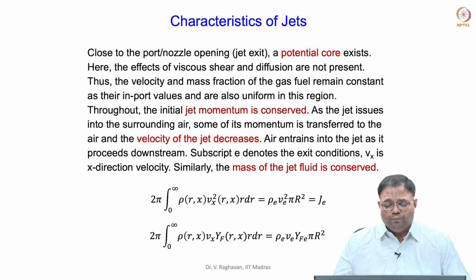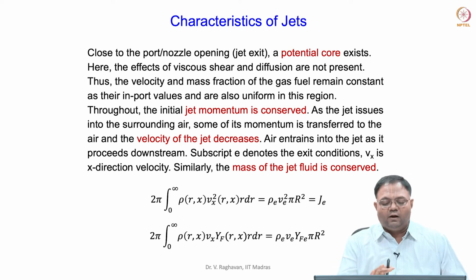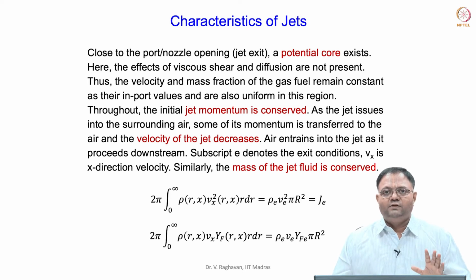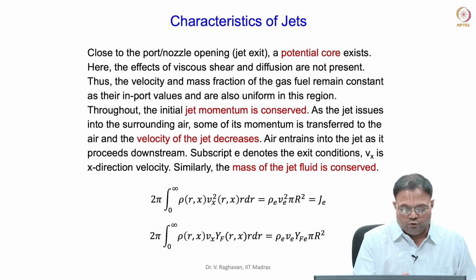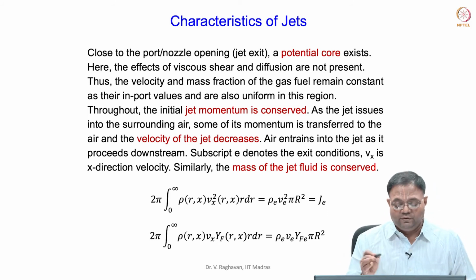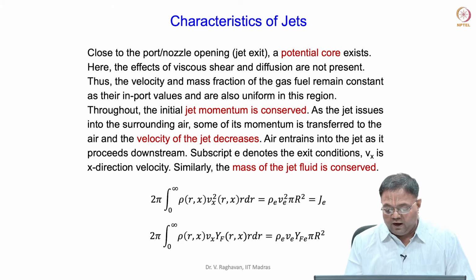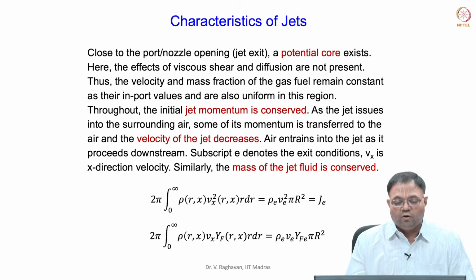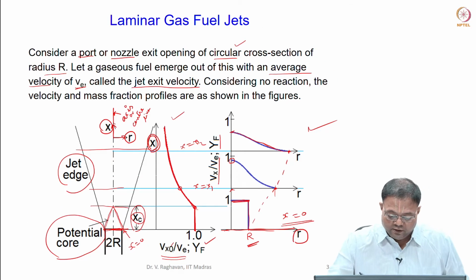Now, this is for a free jet. Please understand, if there are confining walls or anything present, then this may not be applicable. So, only for the free jet is the jet momentum conserved. Then as the jet issues into the surrounding air, which is stationary, some of its momentum is transferred to the air. That is why the velocity is decreasing here.